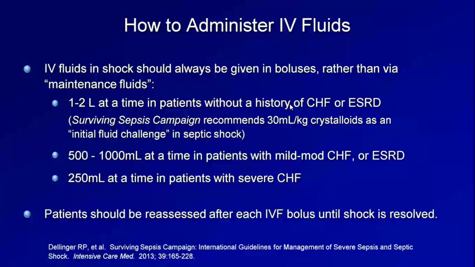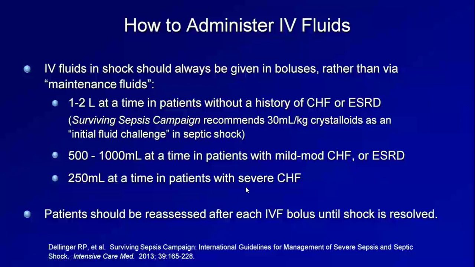So if the patient is responsive to fluid and I will prescribe him IV fluids, what are the precautions on how to administer IV fluids? IV fluids in shock should always be given in boluses rather than via maintenance fluid. About 1 to 2 liters at a time in a patient without a history of congestive heart failure or interstitial disease. This amount will be halved in a patient with mild or moderate congestive heart failure or interstitial disease, and will be reduced to a quarter at a time in a patient with severe congestive heart failure.